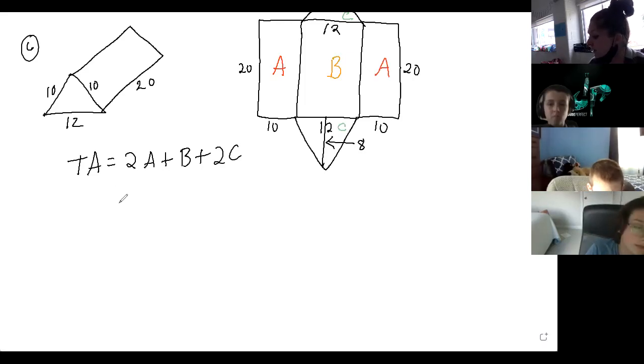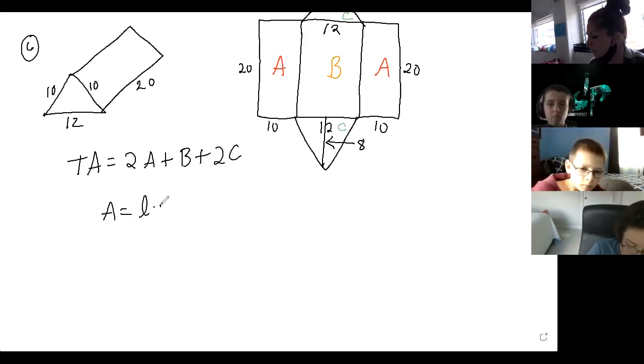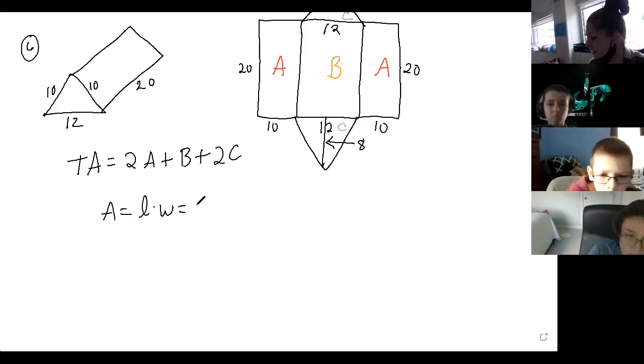All right, let's calculate the value of 1A. How do I calculate the area of this shape? It's a rectangle. Length times width. What's length times width in this case? 20 times 10. What's 20 times 10?